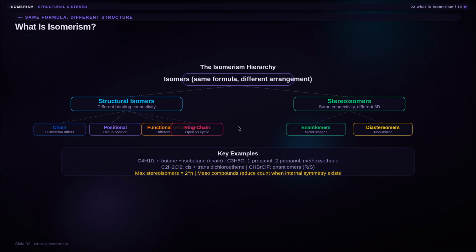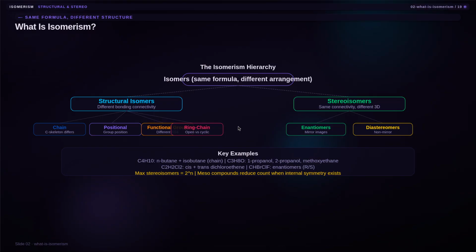Isomerism is the phenomenon where two or more chemical compounds have the same molecular formula but differ in the arrangement of atoms in space. The word comes from the Greek isos, meaning equal, and meros, meaning part. The two broad categories are structural isomerism, also called constitutional isomerism, where atoms are bonded together in different orders, and stereoisomerism, where atoms have the same bond connectivity but differ in their three-dimensional spatial arrangement.